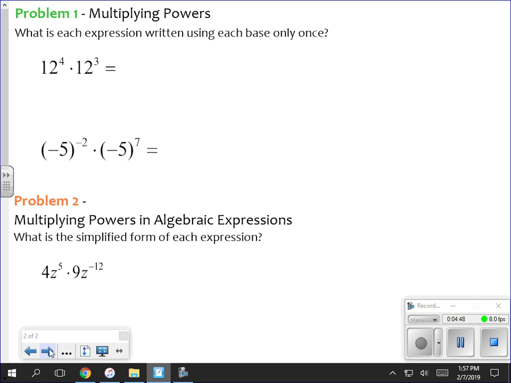It's like when we have x by itself, how many x's do we have? We have 1 x, but we don't write the 1 in front of x by itself. So, please take a moment to do the examples in problem number 1. I gave you the rule. You should be able to do those problems.